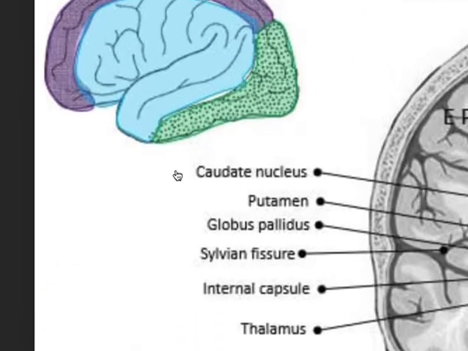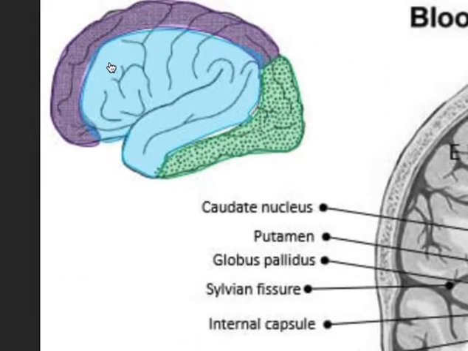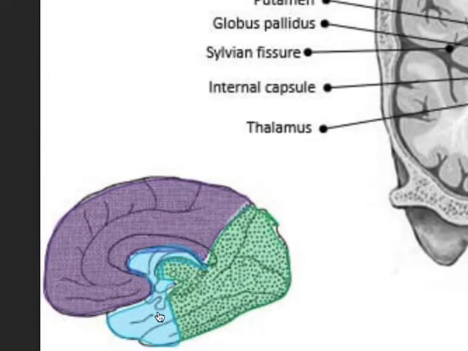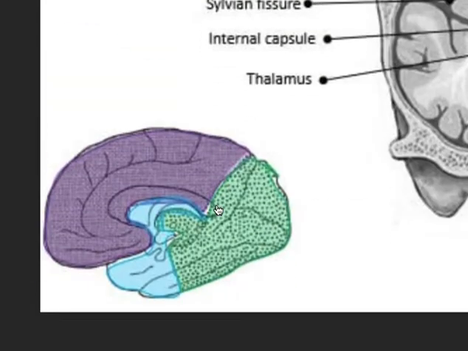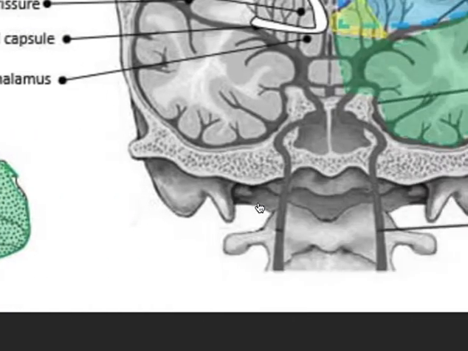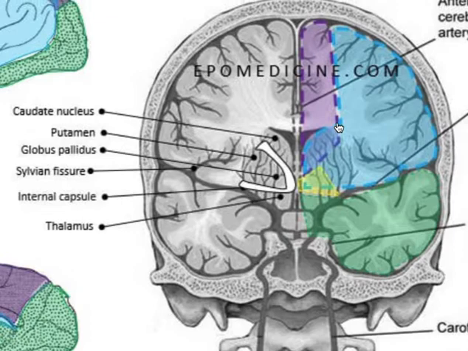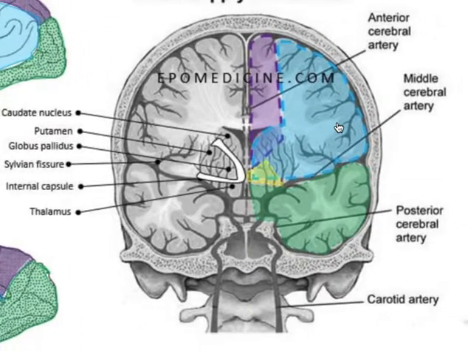So if you can see, laterally, middle cerebral artery is covering a huge area, but from medial side, it covers less area. Whereas anterior cerebral artery and posterior cerebral artery laterally cover less area, whereas here, medially they cover a big area, right? And when you do another cross-section, you can see a different story.